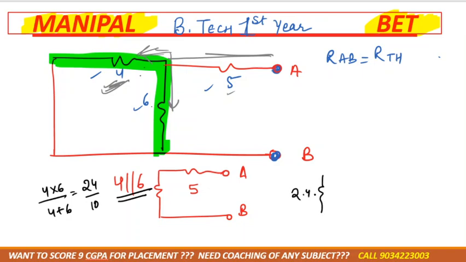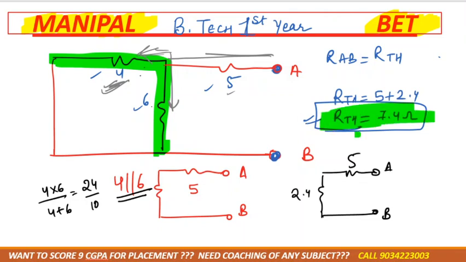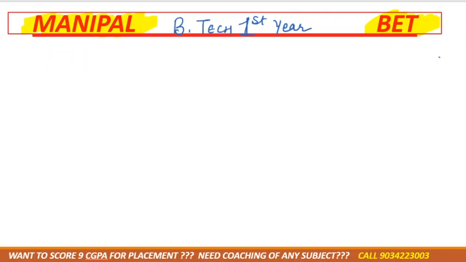Now tell me, 2.4 ohm and 5 ohm, are they on the same path or on a different path? Same now, because you can meet both of them. So RTH is ultimately 5 plus 2.4, that would be 7.4. So this is how we can get the value for RTH. Step number 4 is also completed.